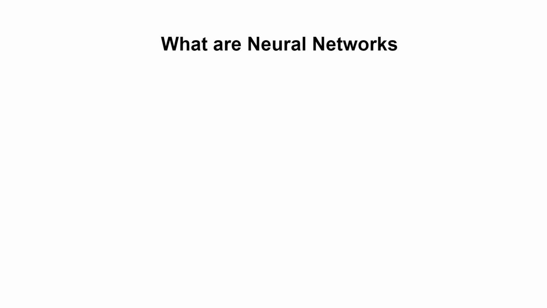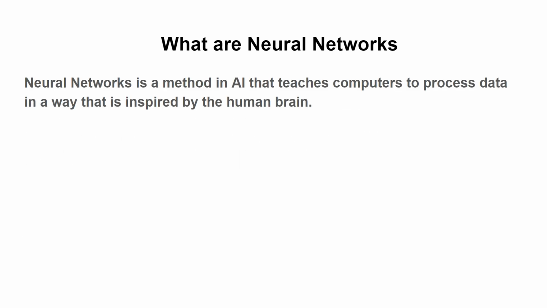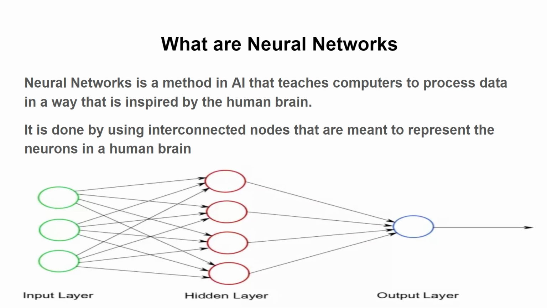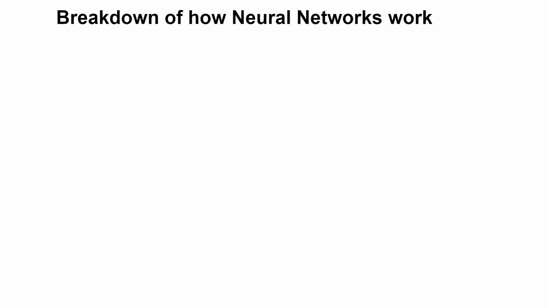What are neural networks? Neural networks is a method in AI that teaches computers to process data in a way that's inspired by the human brain. It's done by using interconnected nodes that are meant to represent the neurons in the human brain. This is an example of a neural network. It starts off with the input layer, then goes to the hidden layer, then finishes at the output layer.